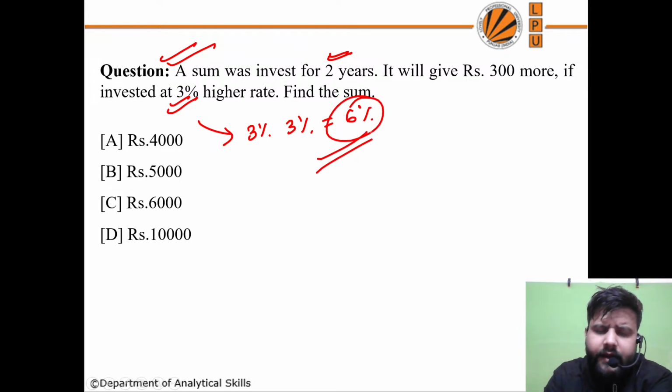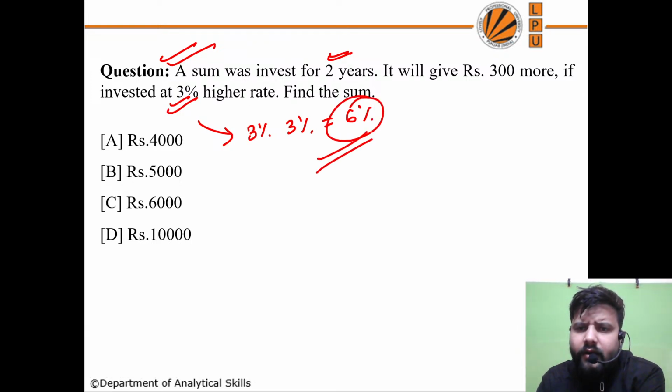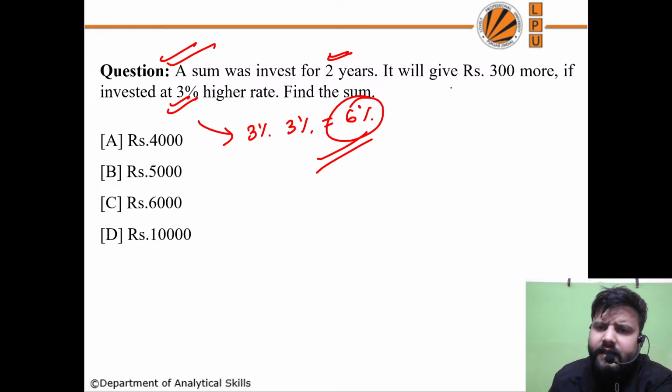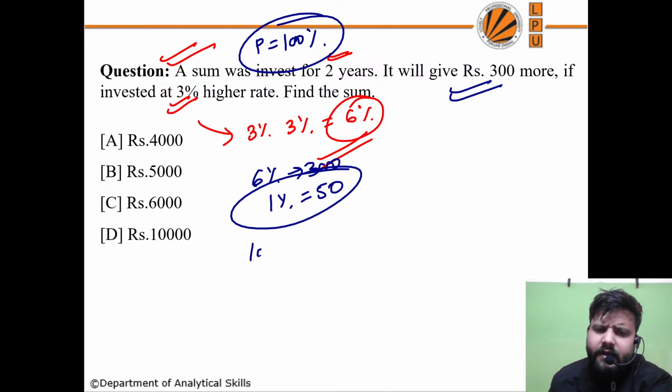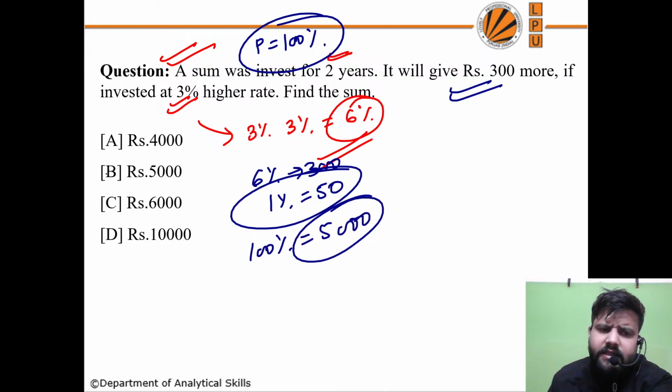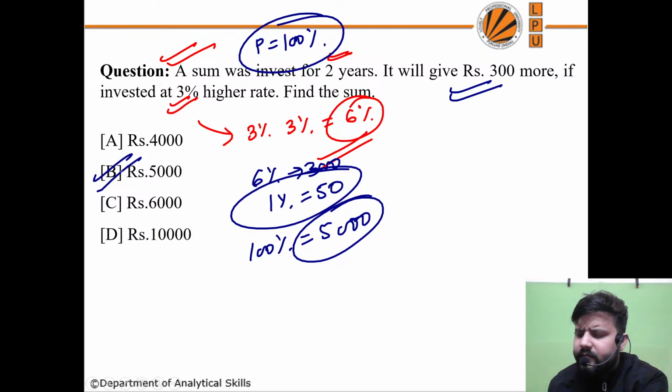In total you are getting 6% overall, and the value of that 6% is given to you as 300. So 6% is 300, and from here 1% is 50. And principal is always 100% when you are using the logic of percentage. So just calculate 100% of it, which will give you 5000, which is the answer for this question. Option B.